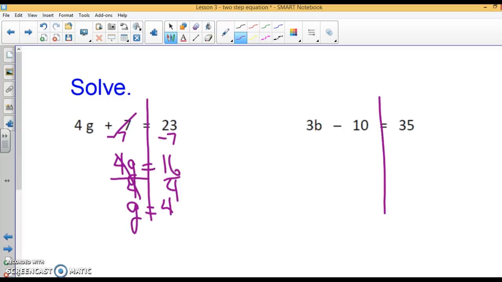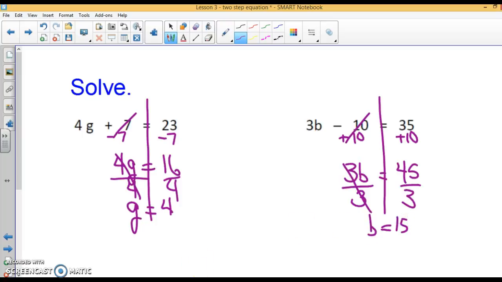All right, again, draw your line down the middle. Variable's on the left. Which number is farthest from the variable? This minus 10. So, how do we get rid of minus 10? The opposite of subtracting 10 is adding 10. So I will have negative 10 plus 10 is 0. I'm left on the left with 3b equals 35 plus 10 is 45. To finish solving, this is multiplying by 3. What's the opposite of multiplying by 3? I divide both sides by 3. 3 divided by 3 is 1, so I'm left with b equals 15.